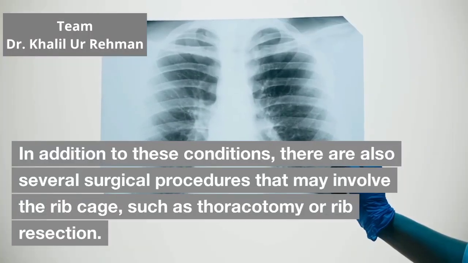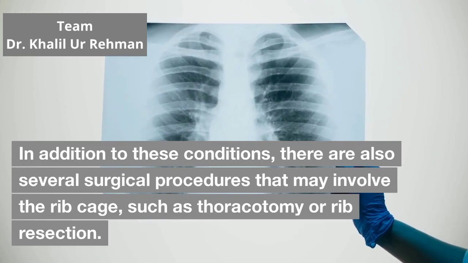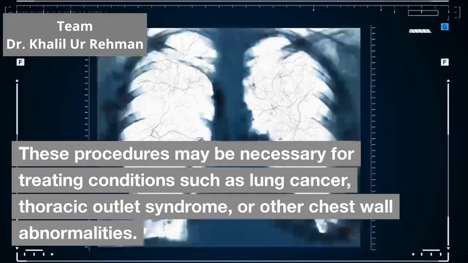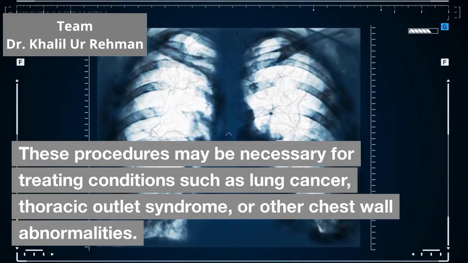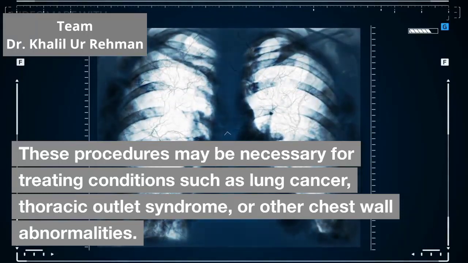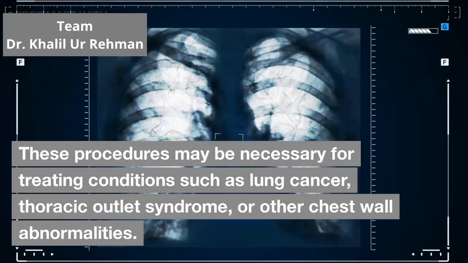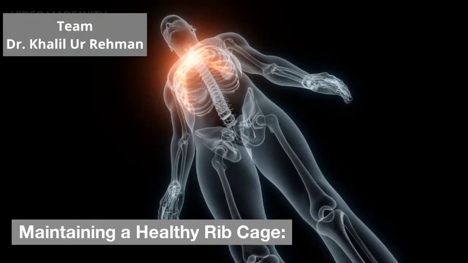In addition to these conditions, there are also several surgical procedures that may involve the rib cage, such as thoracotomy or rib resection. These procedures may be necessary for treating conditions such as lung cancer, thoracic outlet syndrome, or other chest wall abnormalities.